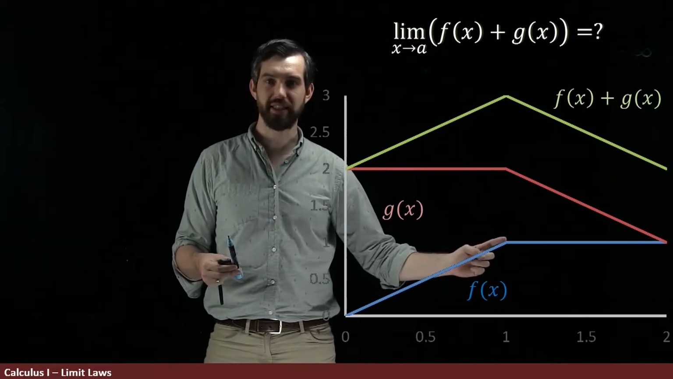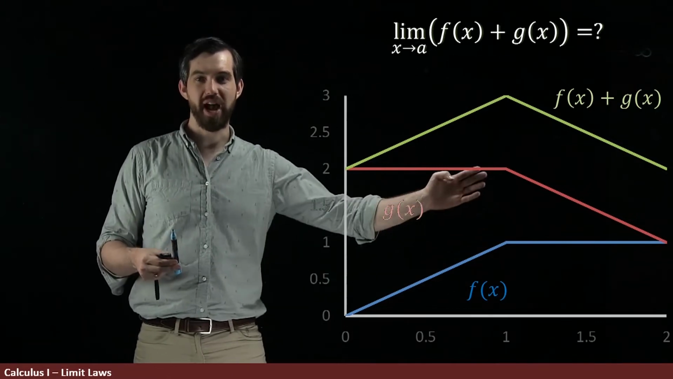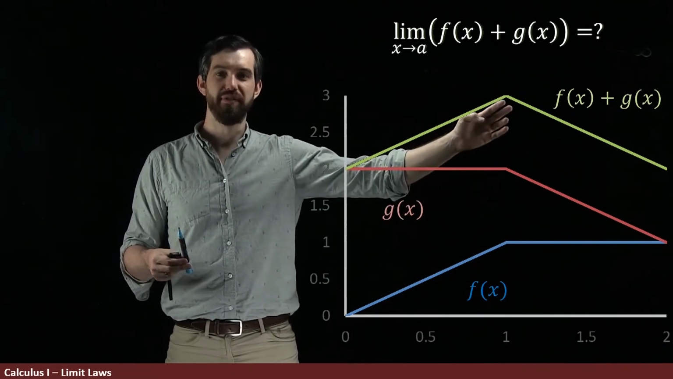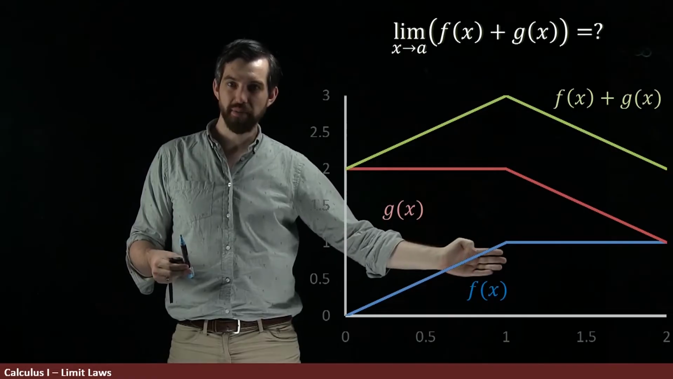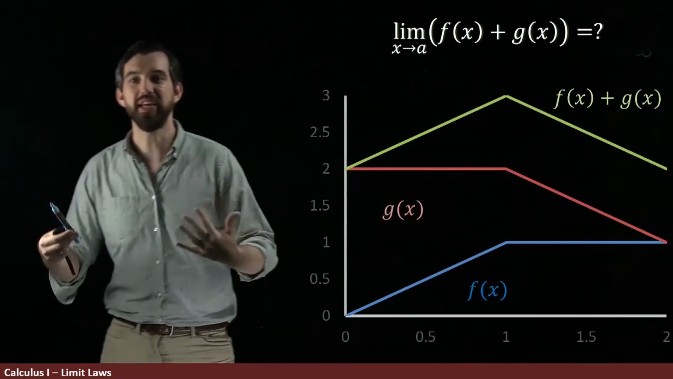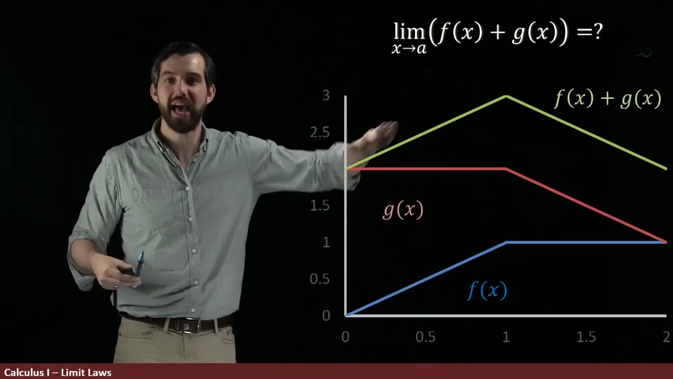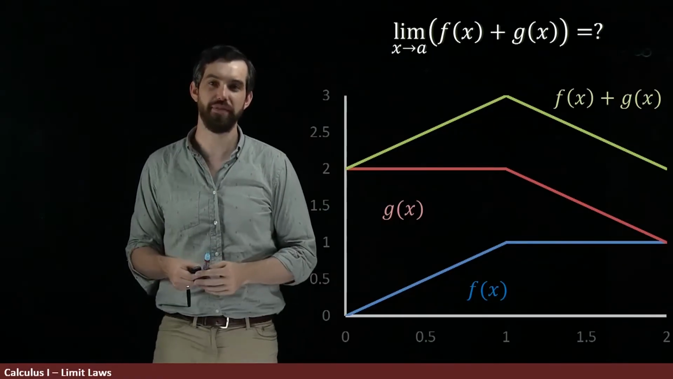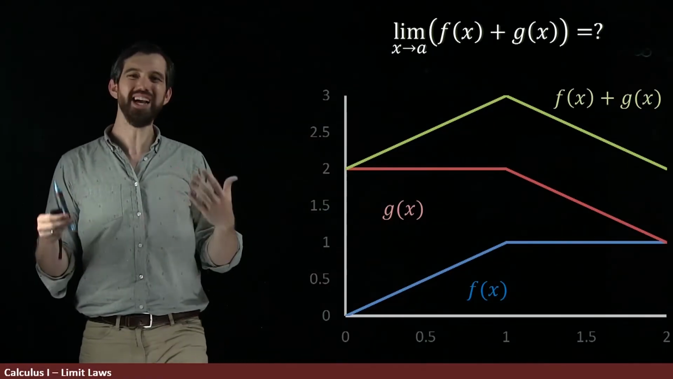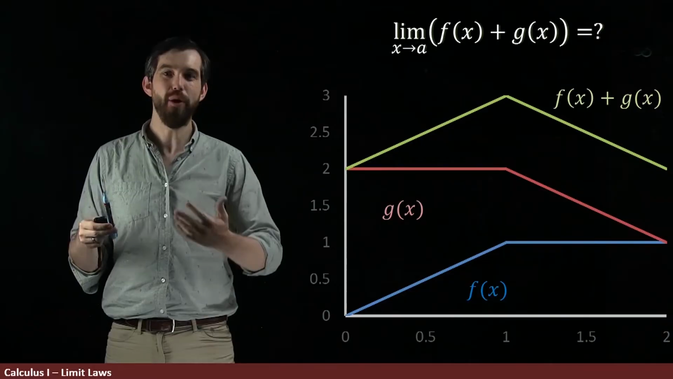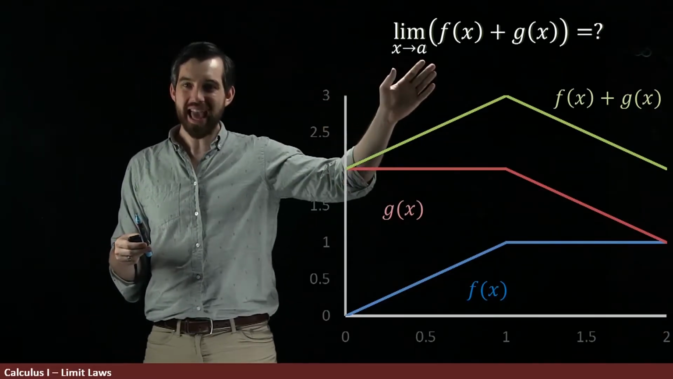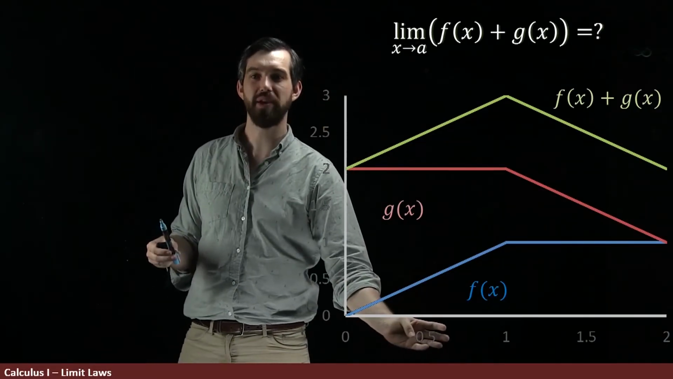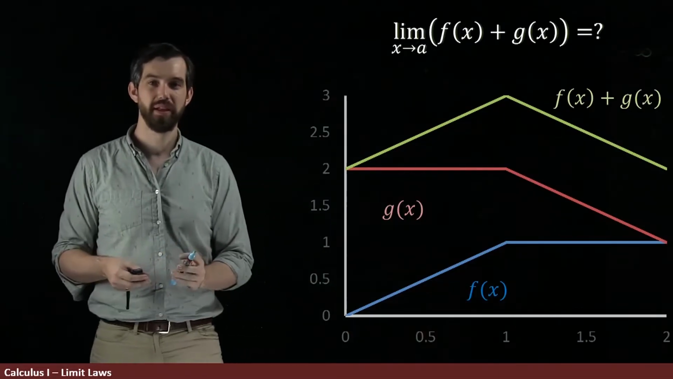Or here, it looks like this is a height of 1, and then we've got a height of 2, and then we've got a height of 3, which is 1 plus 2. So indeed, everything seems to work out relatively nicely. That is indeed the graph of f of x plus g of x. Now, I'm going to focus, just for fun, on what the limit was if I chose a equal to a half.